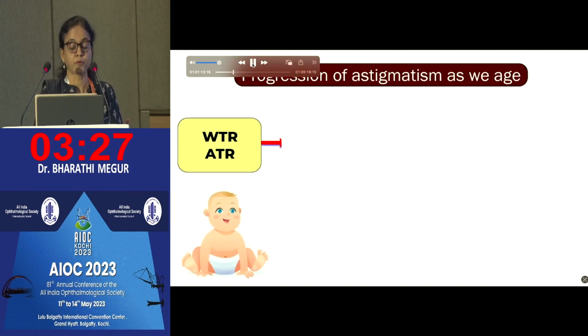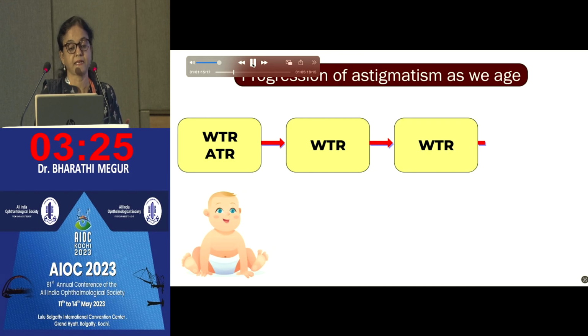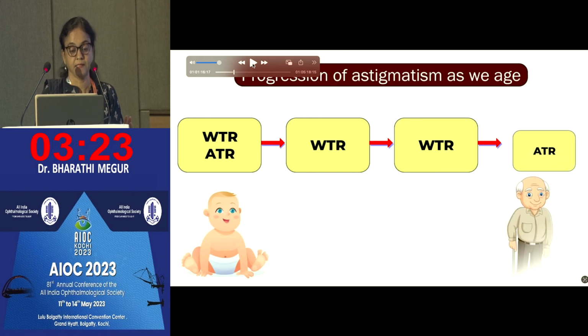Coming to the progression of astigmatism as we age, in infancy and childhood it's usually with the rule or against the rule. In middle age, it turns out to be with the rule astigmatism, and as we age beyond 50 years, generally it is against the rule astigmatism.